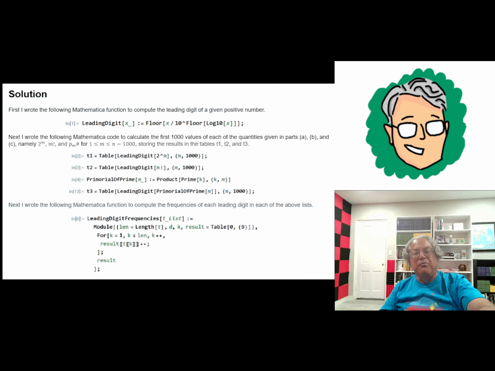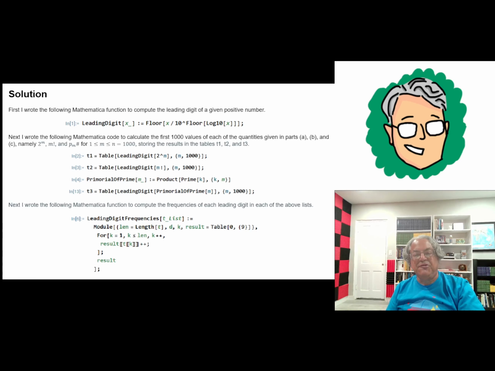Well, I wrote a bunch of Mathematica code to do it. We need to calculate a lot of different things here. The first thing we have to be able to calculate is the leading digit of any given data point, any given positive real number x. The leading digit of x is just the floor of x divided by 10 to the floor of log 10 of x. It's basically the largest power of 10 that's less than or equal to x. I think you can convince yourself of that.